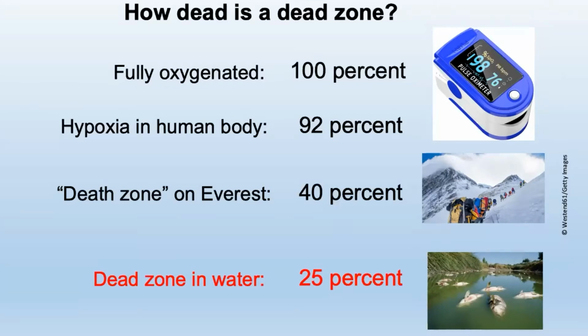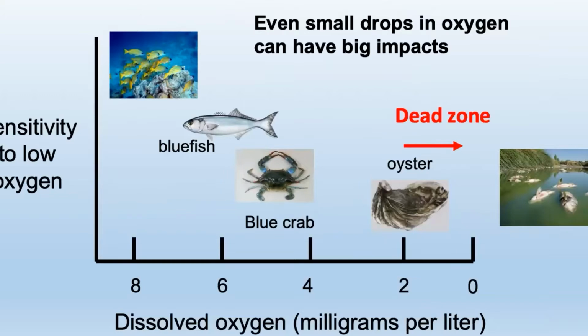But these percentages don't really give a complete story about how low this oxygen really is, because air has much more oxygen, roughly 40%, than water can possibly carry. So when we talk about low oxygen in water, it's really, really low. Now, a better way to talk about oxygen concentrations is milligrams per liter. Fully oxygenated water has roughly 8 milligrams per liter. Colder water has more, hot water has less.